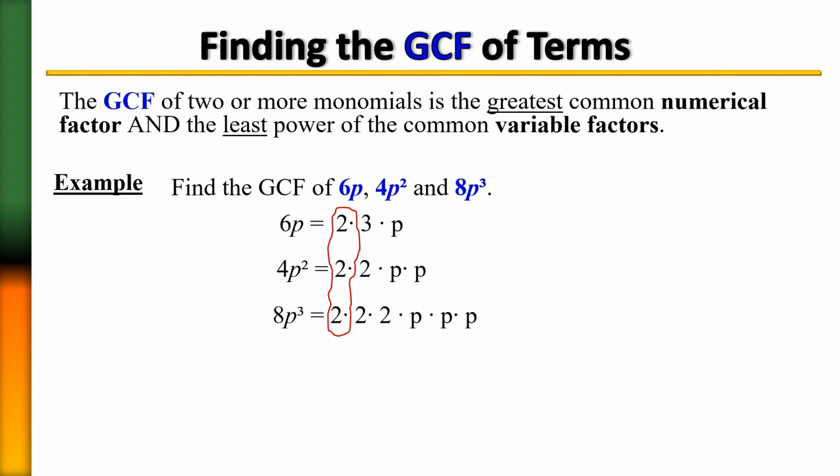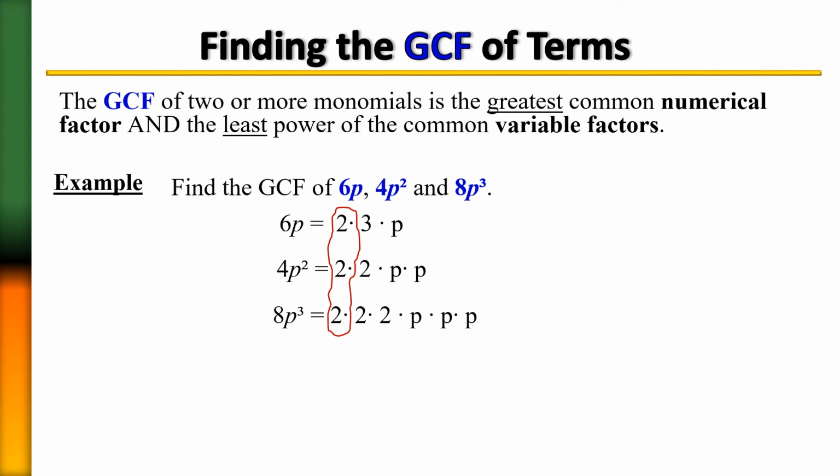Now, if that first term of 6p had one more 2 in it, then they may have shared something other than just a 2. But in this case, everybody has a 2, and so it is only the 2 that they all share in common. Notice everybody does not have a 3, so 3 cannot be part of the GCF for the numerical factor.